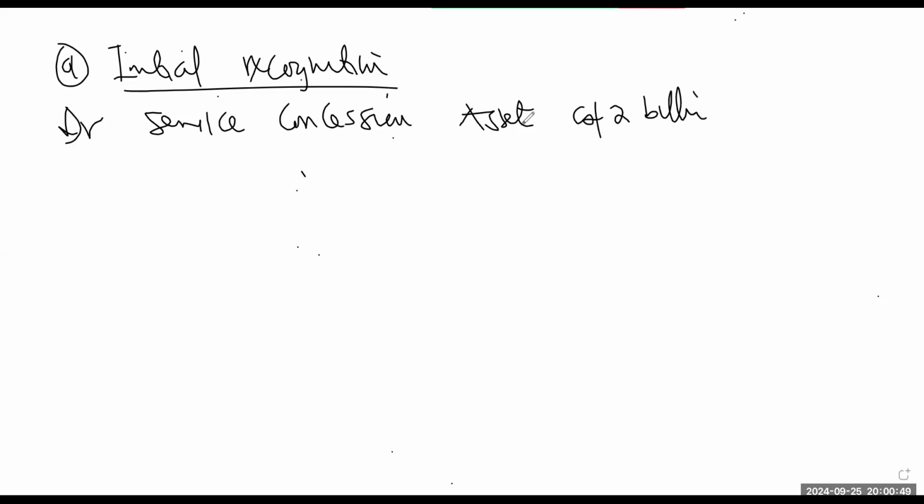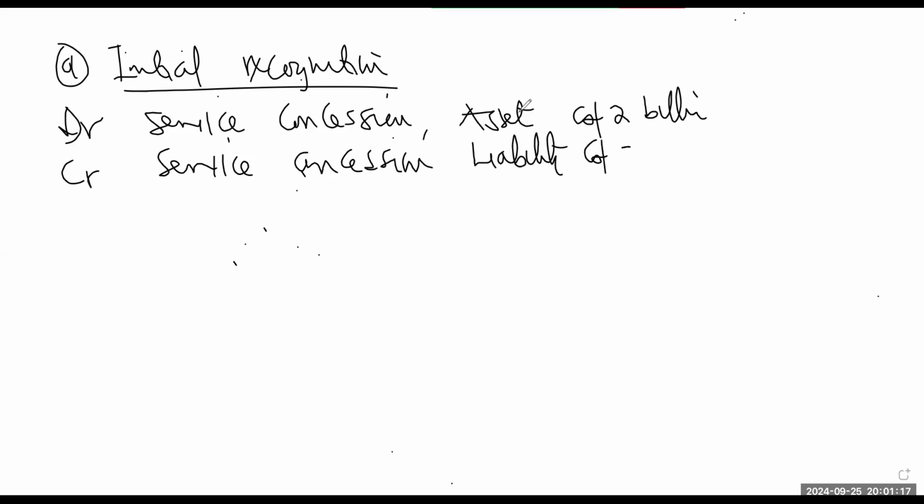What will happen? What will be the corresponding entry? Credit service concession liability of the same amount, isn't it? Yes.